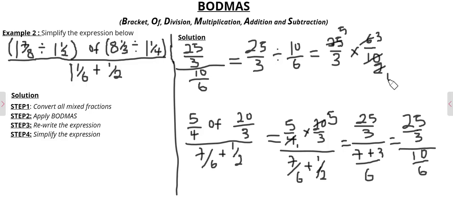Is that also? Yeah. So what we are left with is 5 times 3 all over 3 times 1, which is 3. So our final answer is 15 over 3, which is 5. Final answer is 5, a whole number.